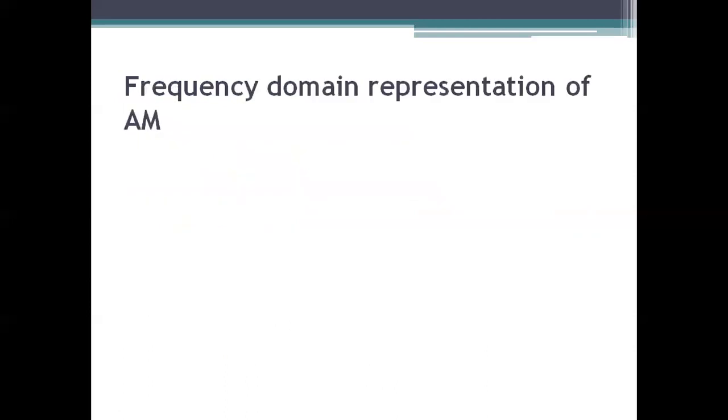Now, how do we represent the AM signal in the frequency domain? The generalized representation of an AM signal is given by Vc(1 + m sin ωm t) sin ωc t, where m is nothing but the modulation index. ωm represents the frequency of the modulating signal, and ωc represents the frequency of the carrier signal. Now the modulation index of an AM signal is nothing but the ratio Vm by Vc, where Vm is the modulating signal voltage and Vc is the carrier signal voltage. So this is the general representation of an AM signal.